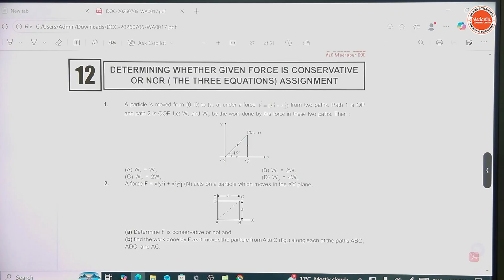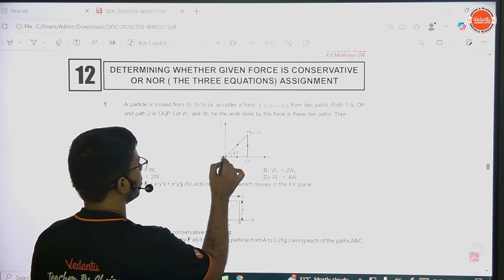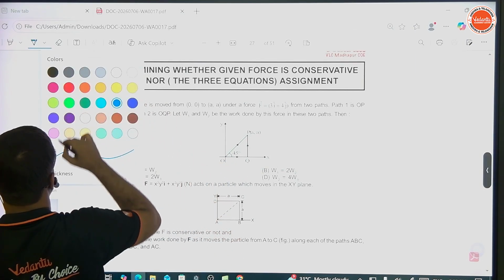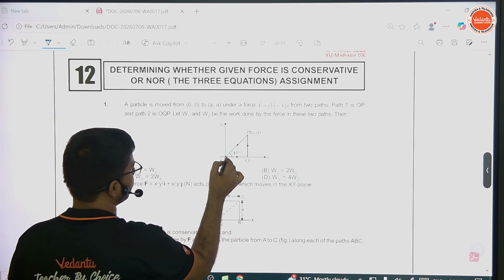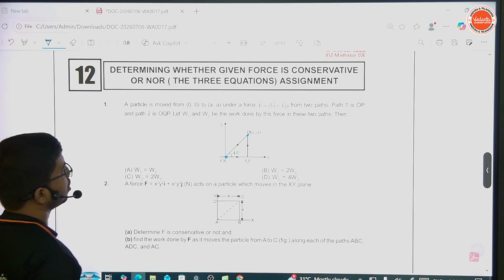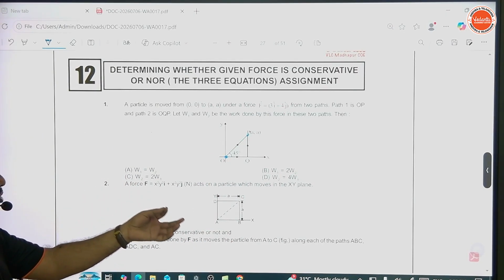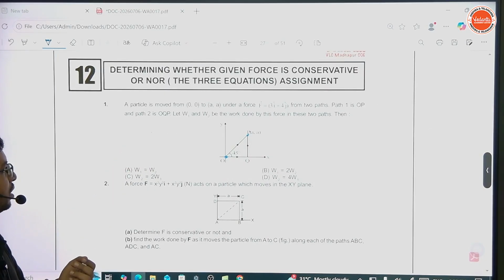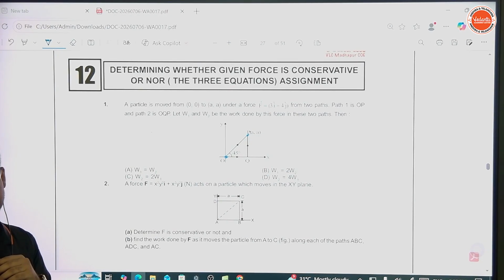A particle is moved from 0, 0 to A under the force F equal to 3 i cap plus 4 j cap along two paths, right? Path 1 is directly OP, from O to point P. Then path 2 is OQP. Let W1 and W2 be the work done by this force along these two paths. Then you have to compare W1 and W2 here. How do we do that?